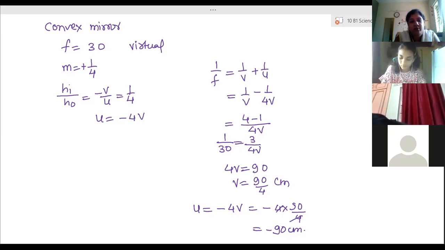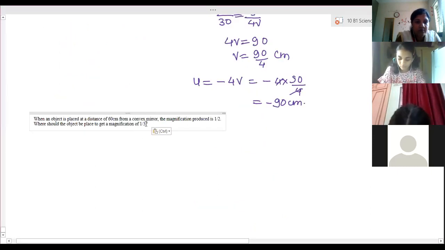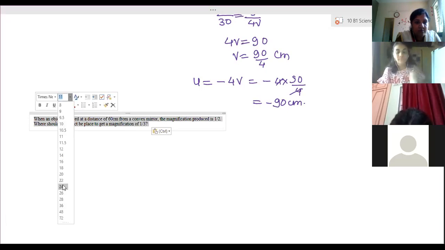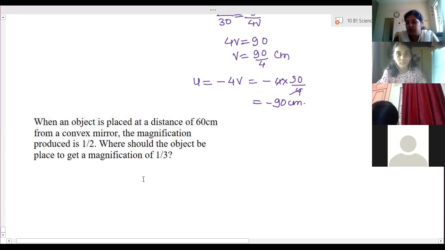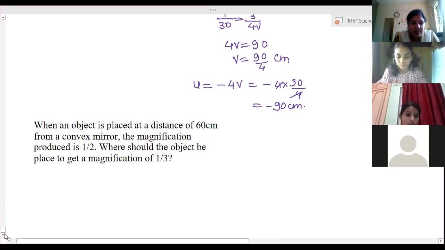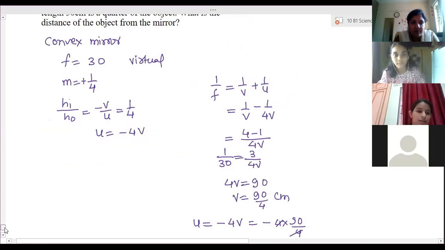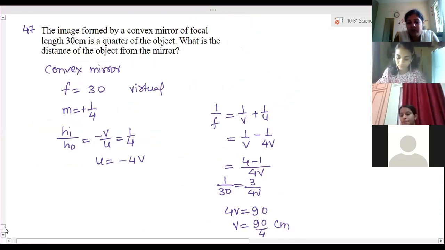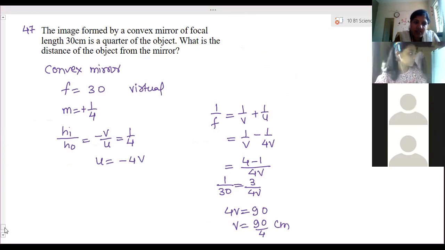Yes, 48th is important, 4 marks. Have you written? Yes, ma'am. Other students understood? Yes, ma'am. Complete the last one first: 47, 48, 49, 50, 51. Then you can go backwards.